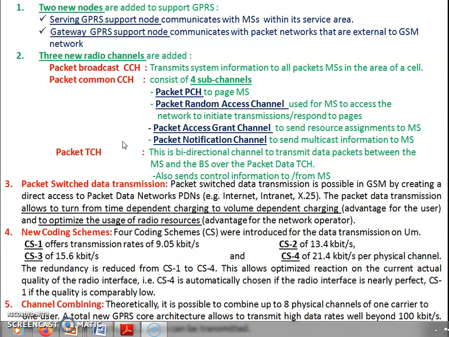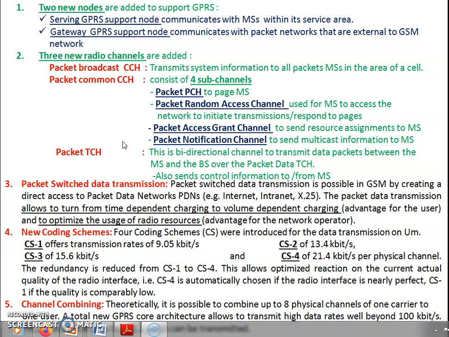Packet switched data transmission is possible in GSM by creating a direct access to the packet data network, PDN. For example, we can have X.25, internet, or intranet. Packet data transmission allows a change from time dependent charging to volume dependent charging, and optimizes the usage of radio resources.